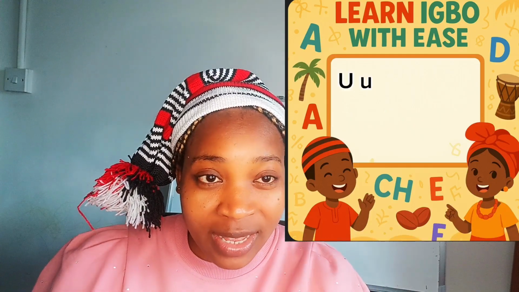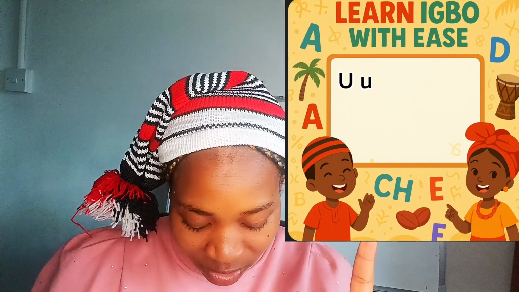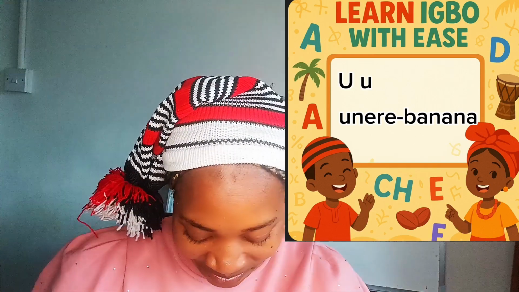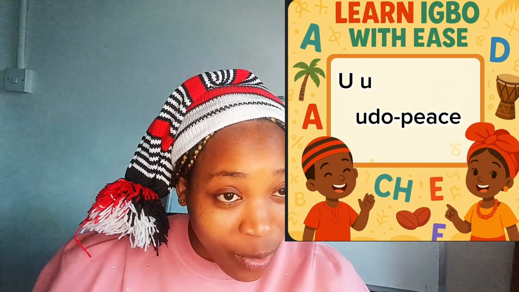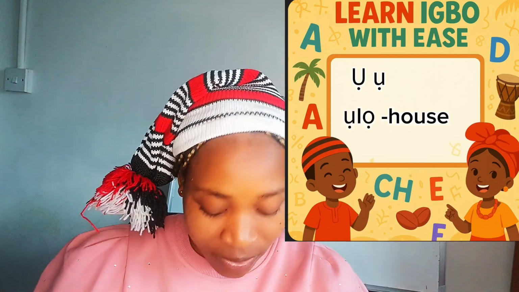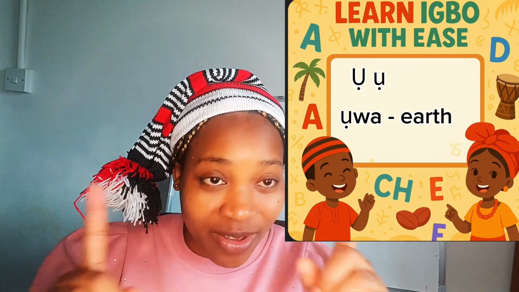U, that is in the U family. So U and U, they have dots too. One has a dot, one does not have a dot. So when you say U, the first one, unere, that is banana. Then we have udo, peace. Udo means peace. So when you come to O with a dot, you can say olo. The next one you can say owa. Olo is house. Owa is earth.